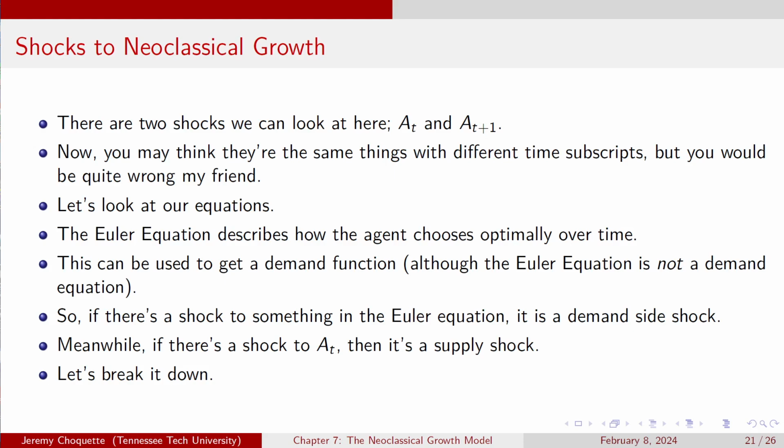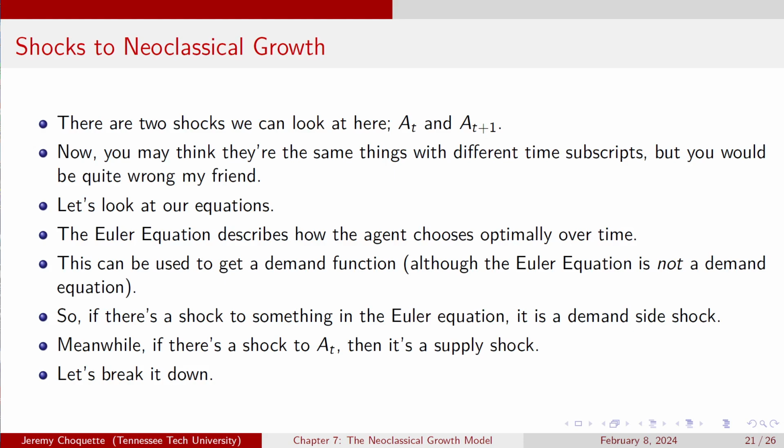Why? Because that's the household's decision, right? It's the household's decision-making. It's the household deciding how much to consume or how much to save. Those sound like demand-side decisions, right? How much do you want to consume? Well, if you want to consume more, you buy more stuff. If you go buy more stuff, that sounds like a demand shock, right? All of a sudden you want more things. Okay, so a shock to A sub t plus 1 is a demand side shock.